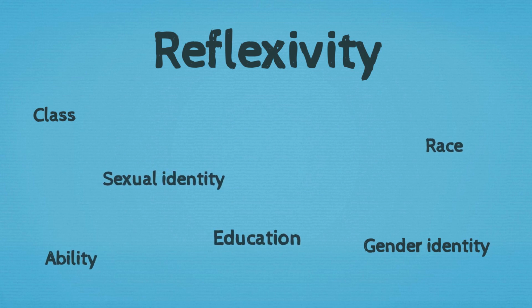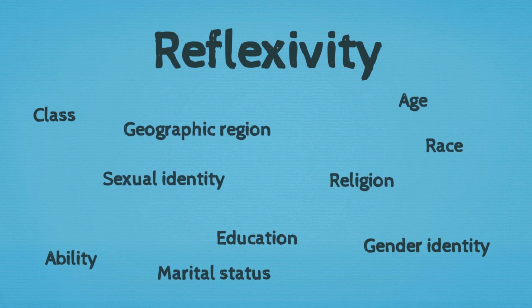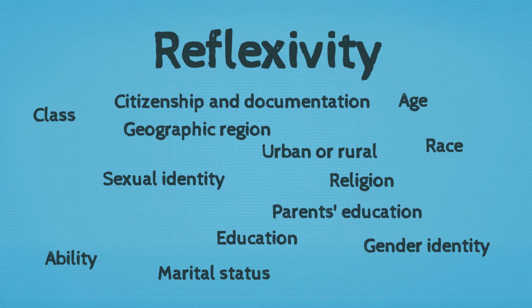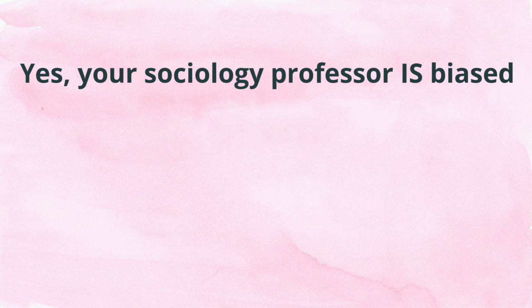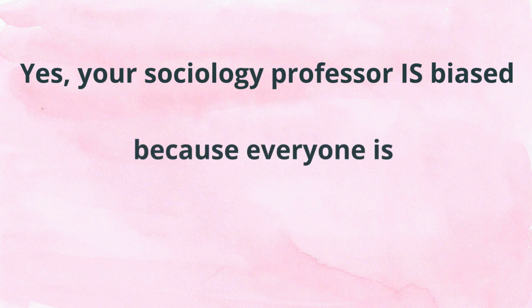Consider your race, class, gender, education, sexual orientation, or anything else about you, and the same about the people you are studying. How does your social location affect how they see you? How does it affect how you see them? So in conclusion, yes, your sociology professor is biased because everyone is. That means you're biased too.